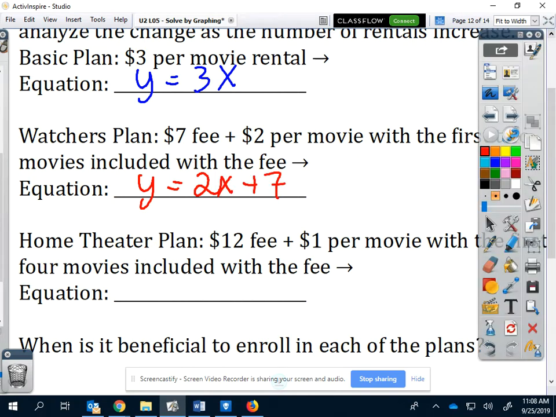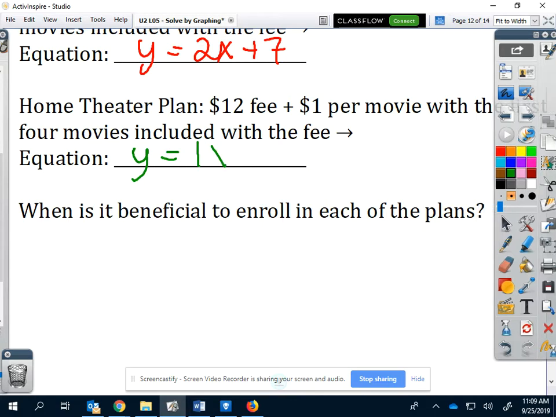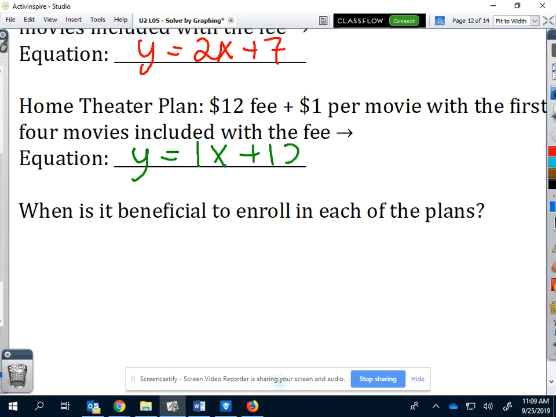And then last but not least, the home theater plan, that has a higher fee, but only $1 per movie, right? So what you have to be able to do there, you see, is when is it beneficial to choose which plan? And we do this a lot. You should do this. Your parents probably do it. You might do it in different scenarios.